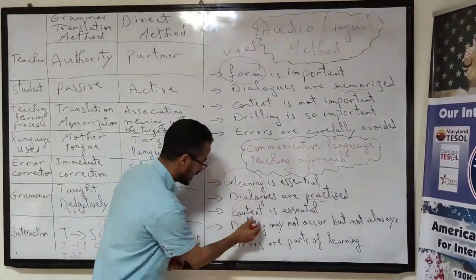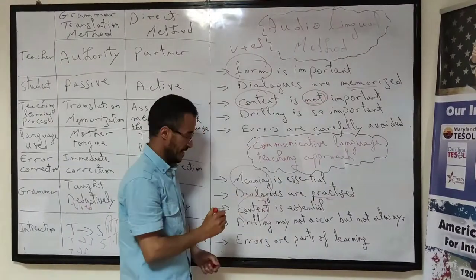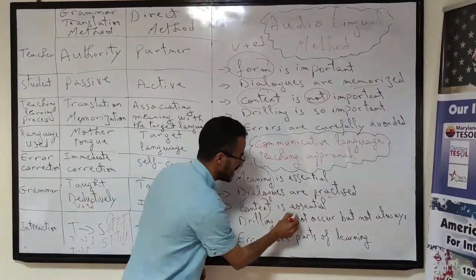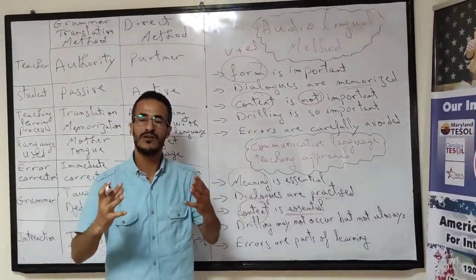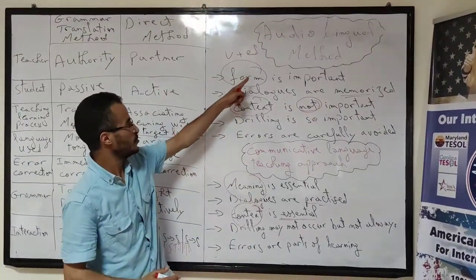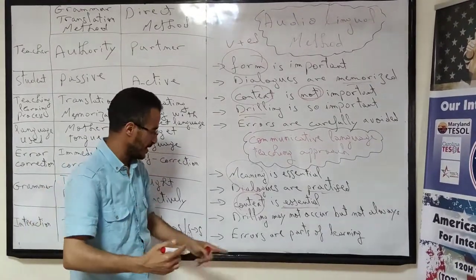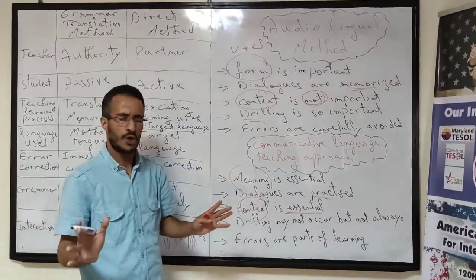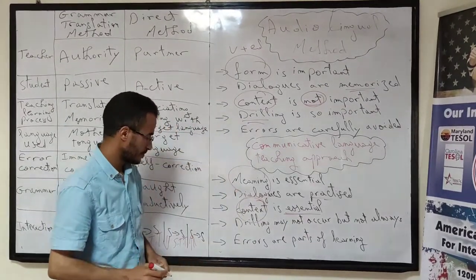Now, context. Context here is not important. But here context is essential, is very important. When I teach something, I have to contextualize it. Drilling. For the audiolingual, drilling is so important. Repeat after me, repeat, okay. But here drilling may not occur, but not always, okay. We depend on it from time to time.